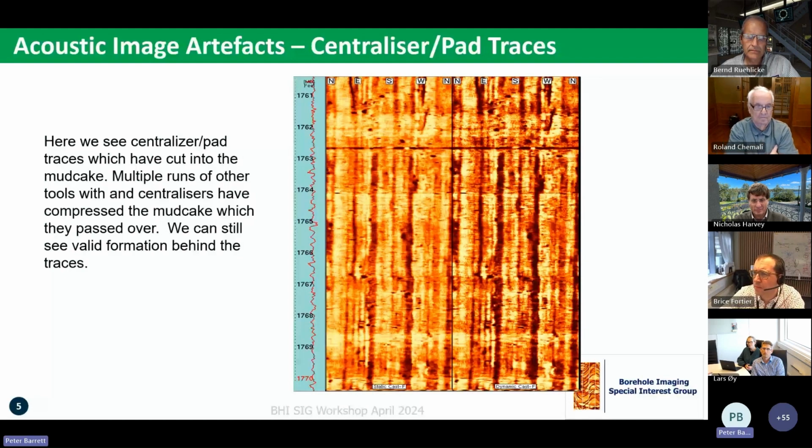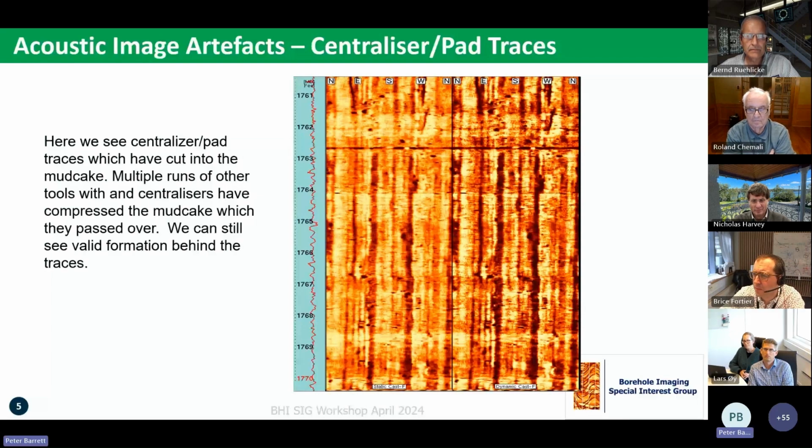Another situation that we tend to get with acoustic images that we've been seeing for many years is the wood grain effect.